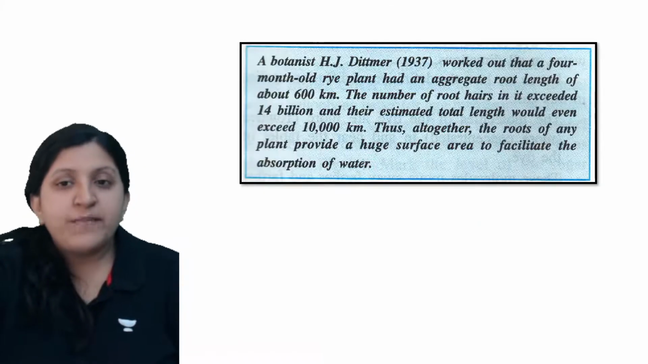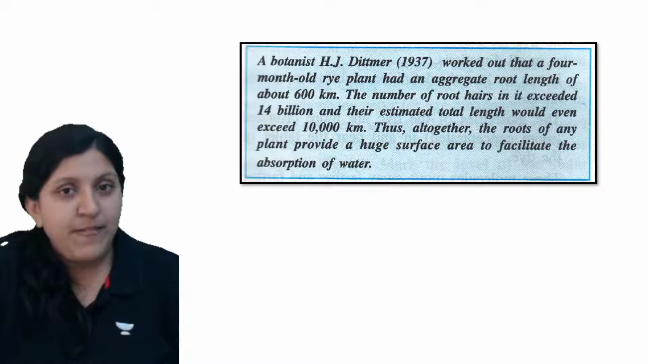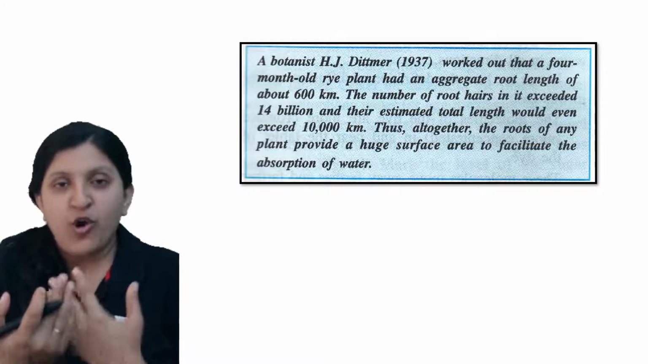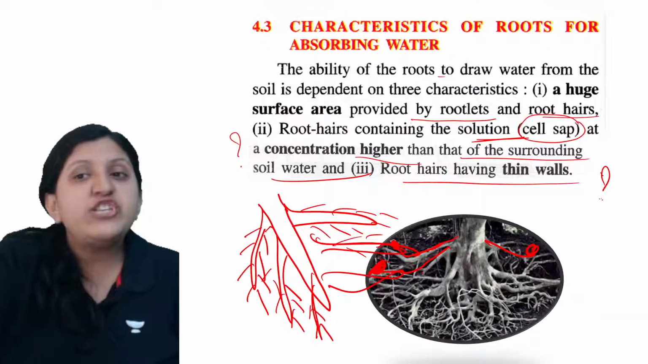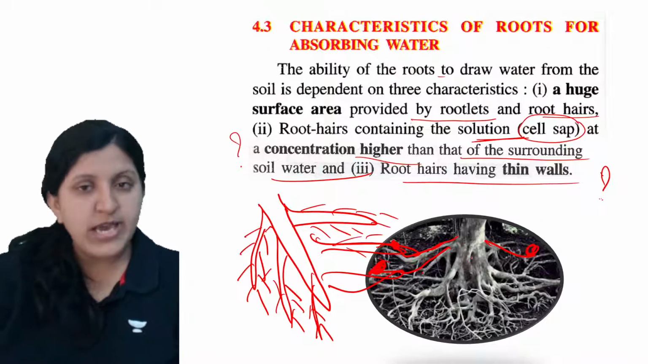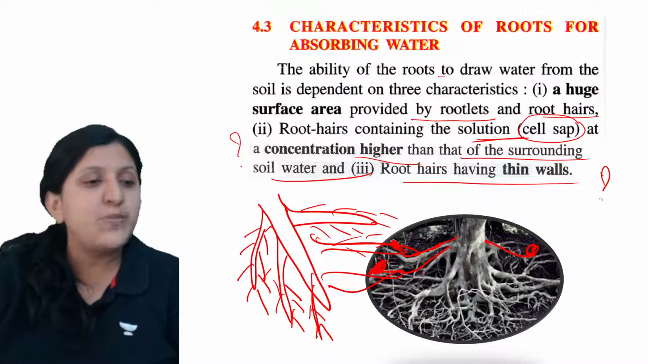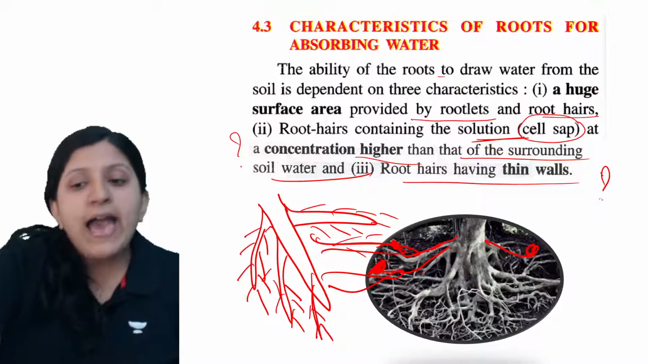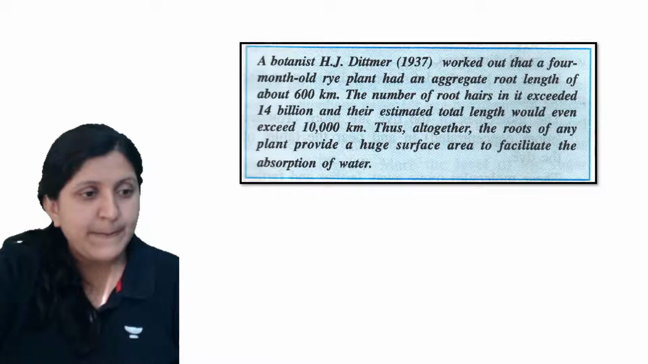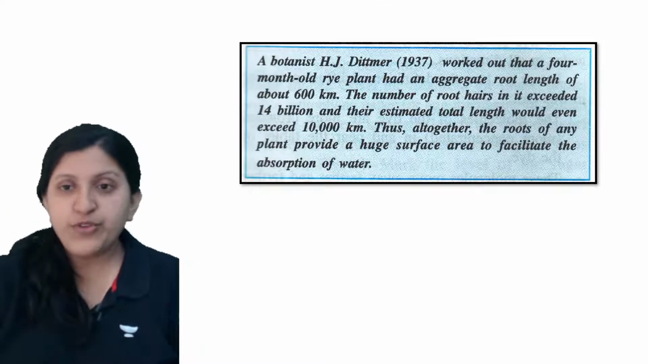All right, and that enormous surface area is going to help in a proper uptake of water and minerals. So that is the characteristic mentioned for the root hair, or mainly the root. That means a huge surface area is provided by the rootlet and the root hair. So moving on to the next one. Any doubt? Any of you?